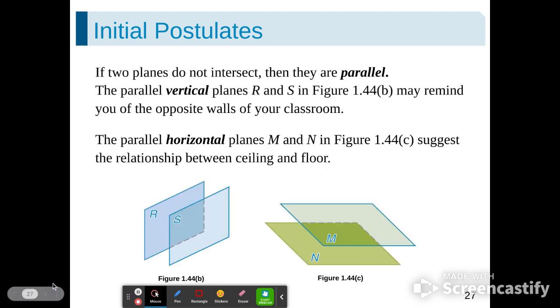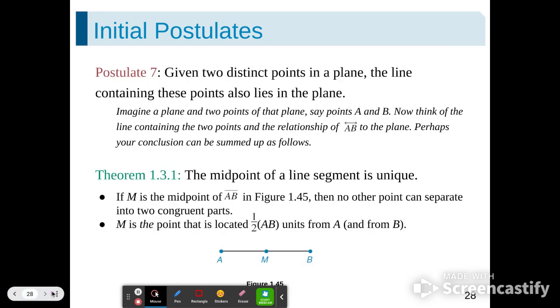We can have parallel vertical planes. Think about those opposite sides of the classroom. We can have horizontal planes, that's M and N. Think of those as the ceiling and the floor. That leads us to postulate 7.